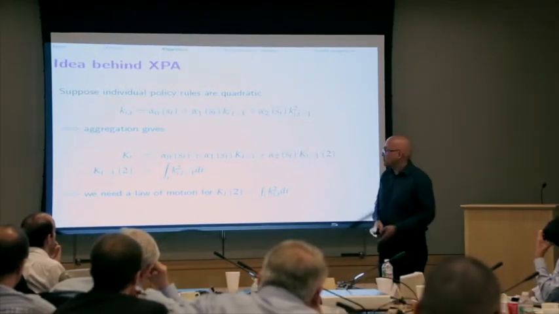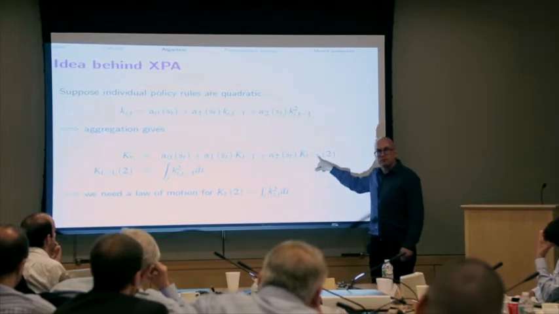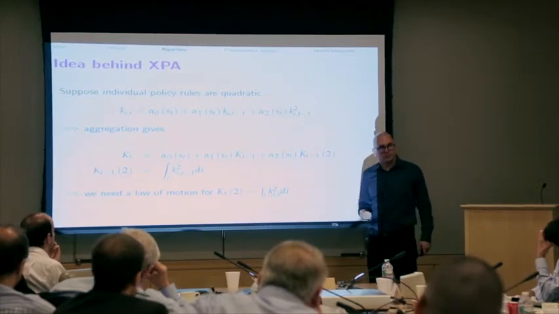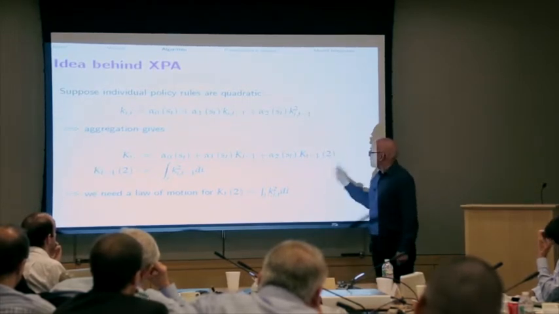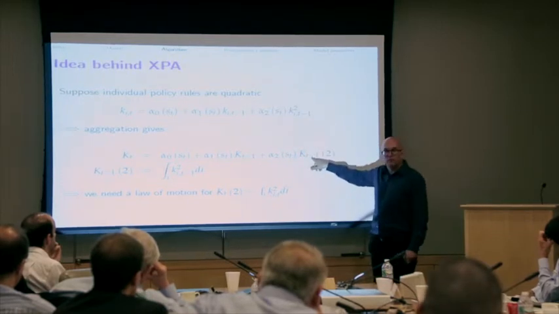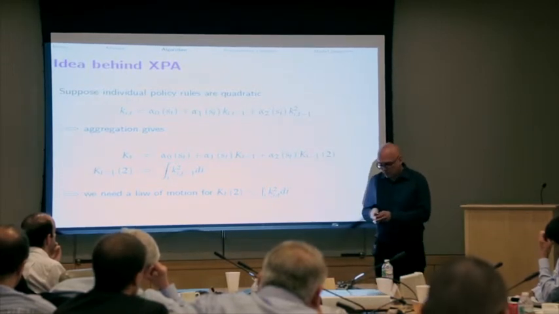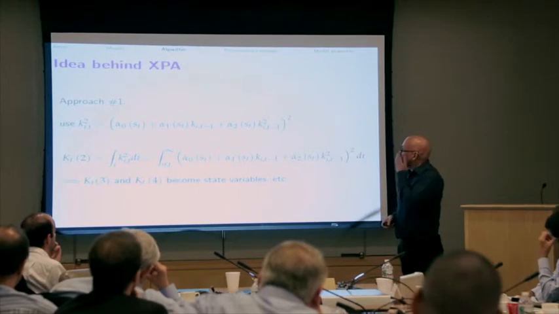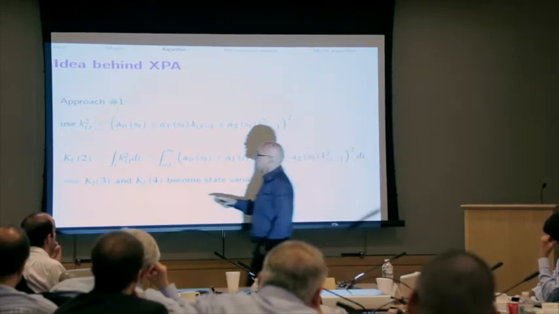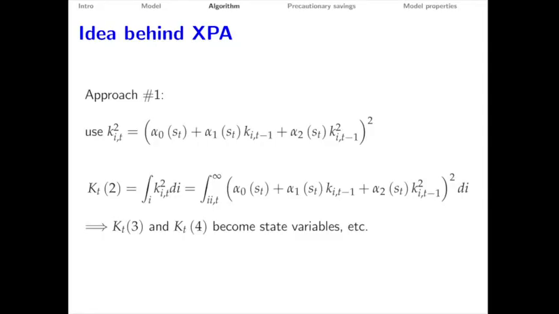Okay, well, if that's a state variable, I need a law of motion for it. So how do I get a law of motion for the average value of k squared? Well, one approach would be: I have a law of motion for k_i, so I also have a law of motion for k_i squared, which is this. I just square the law of motion for k_i.